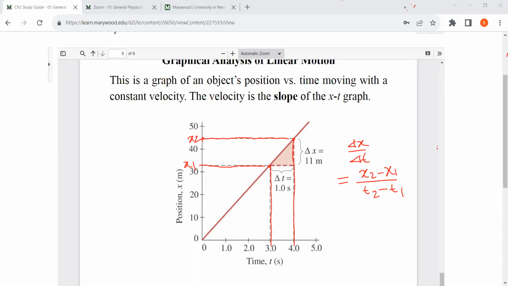So plug these values into this equation and you get the slope. And the slope basically tells you about the average velocity of this graph.